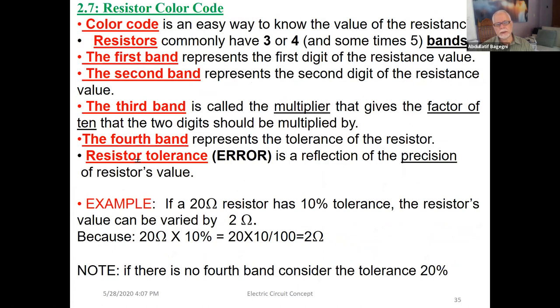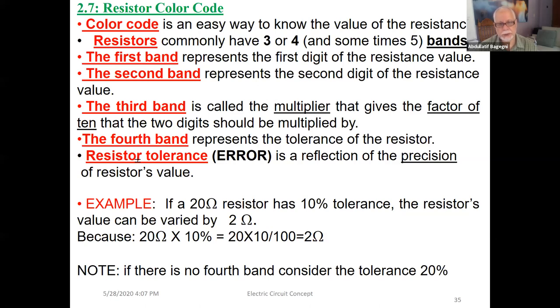Now, again, practically, it's very difficult to write down the value on the body of a resistor. The body is so small, it's hard to read. So they came up with a color code. They call it the resistor color code. We'll explain this later. The color code is an easy way to know the value of the resistance.